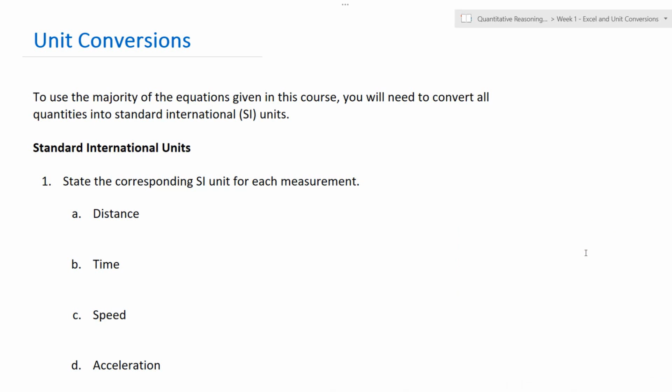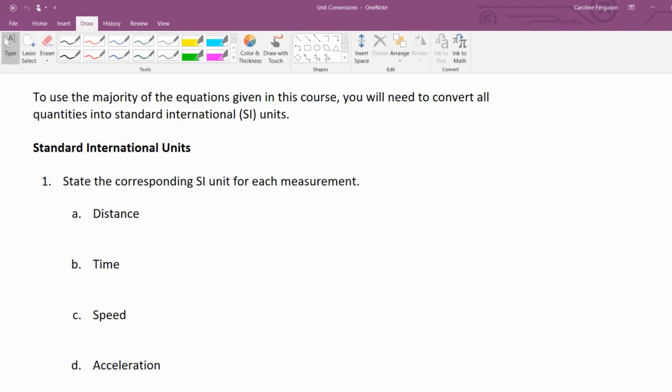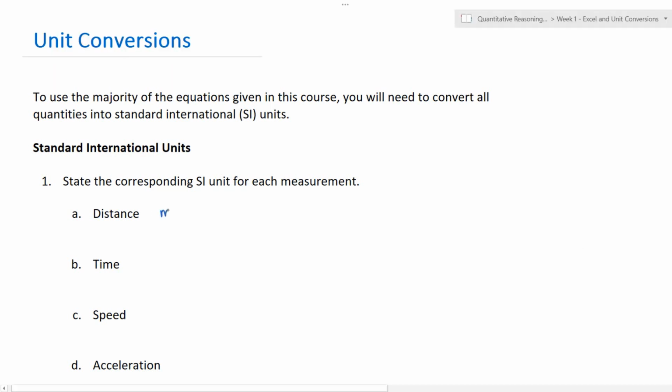So first, distance. Distance is how far you've traveled. Now let's think about what are some possible units for distance. We could have kilometers, we could have centimeters, but the standard international unit for distance is just the meter. I'm just going to put in M for meters. What about for time? Time is how long it takes you to do something. It could be something like hours or minutes, but the standard international unit for time is seconds.